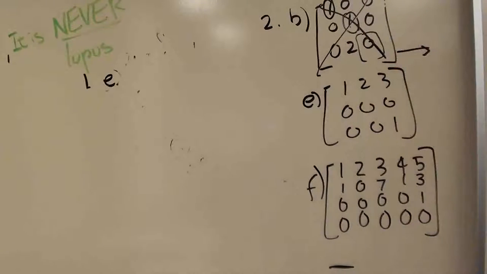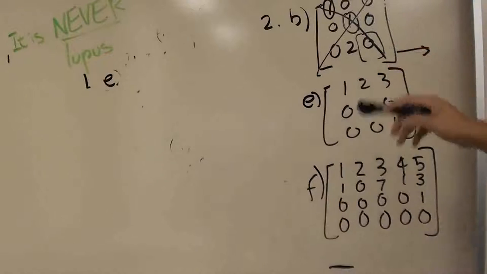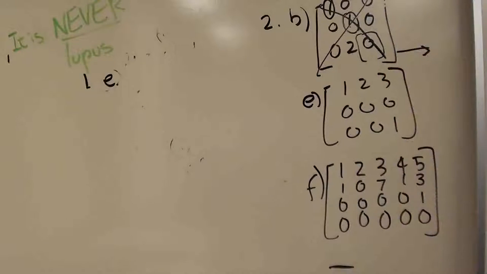So this is not echelon form. Now, if it's not echelon form, we don't even have to worry about reduced echelon form. Because like I said, reduced echelon form assumes that you already fulfill all the conditions to become an echelon form to begin with. So if it can't be echelon form, forget reduced echelon form. It's gone.